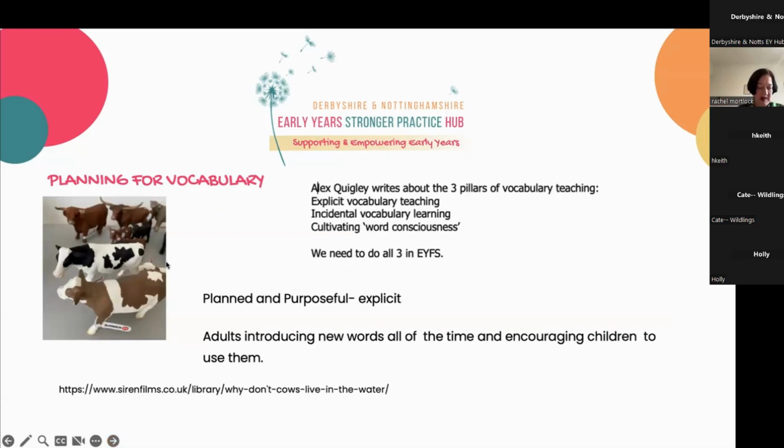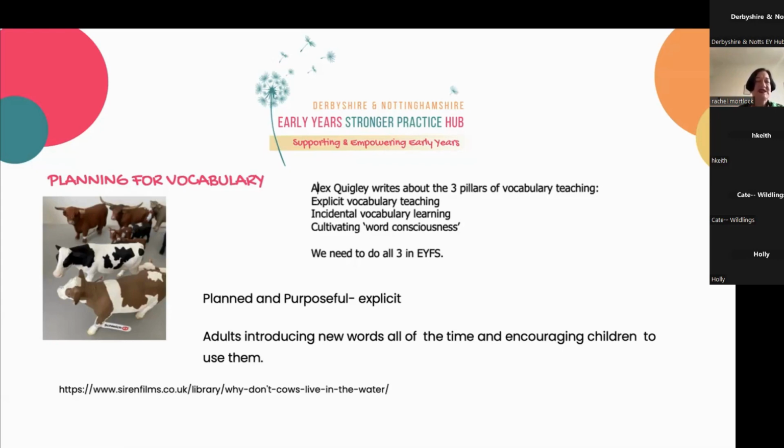Going to look a little bit about planning for vocabulary. Alex Quigley wrote a book called Closing the Vocabulary Gap in 2018, used by lots of schools and lots of academy trusts to inform their literacy strategies. I would say it's not an early years book, so I'm not suggesting you go out and buy it, but it's interesting in terms of that.